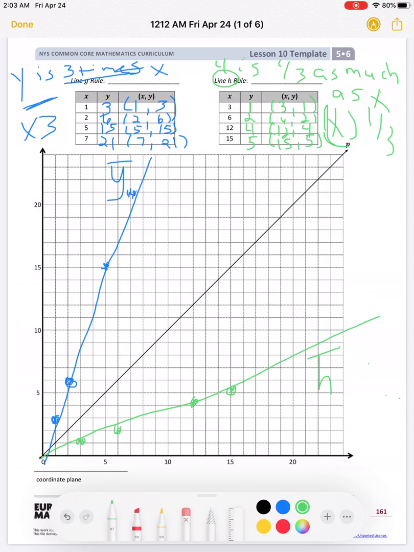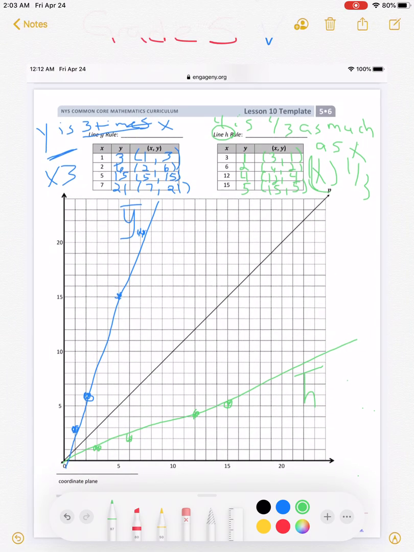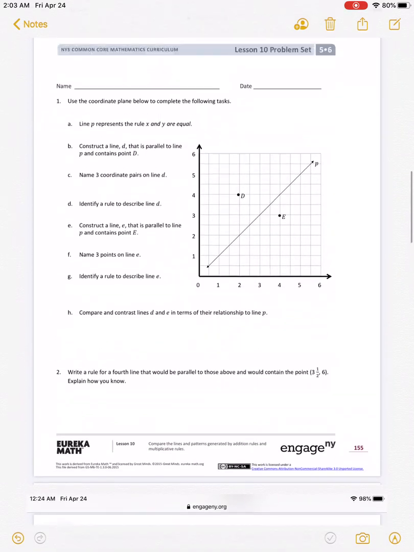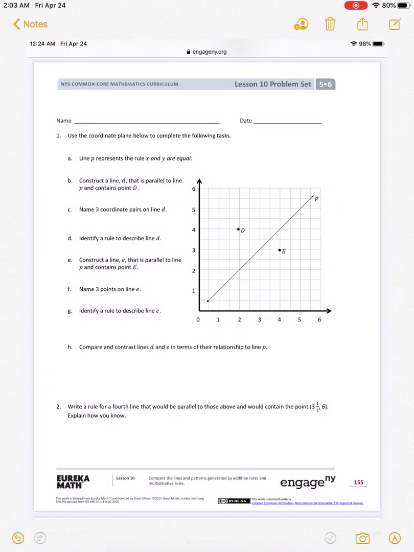Ms. Durham's going to move on, sweetie pies. Let's go into the problem sets. Okay, this is the first page for problem set.